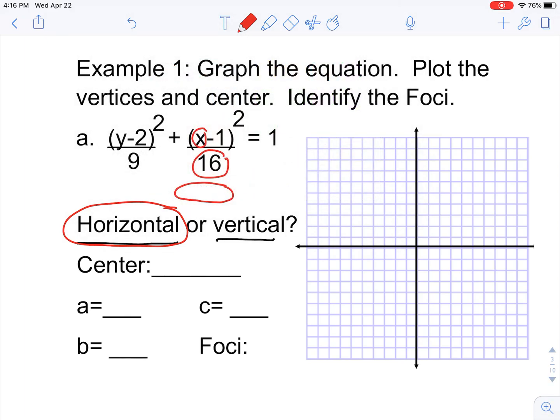Next thing you want to do is identify that center point. So now we're looking for the number that is subtracted from X, which is 1, and the number that is subtracted from Y, which is 2. So our center point is at (1, 2). And I'm going to start by plotting that center point right here.